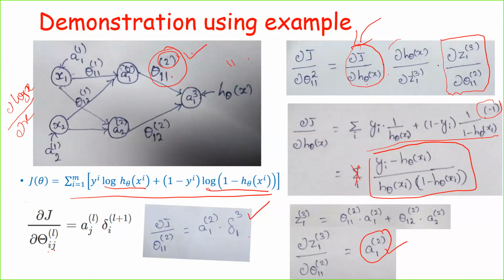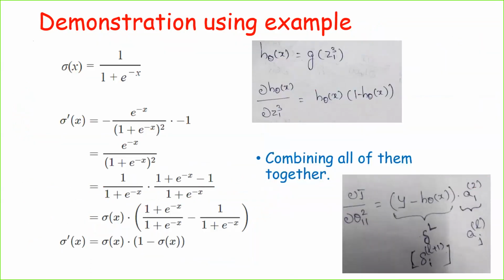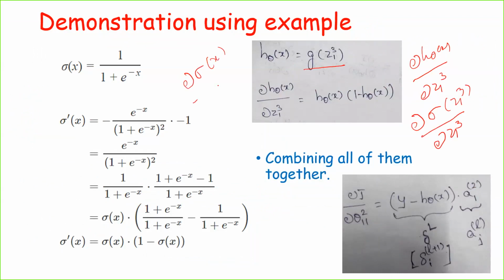What are we left with? We are left with the derivative of h theta of x with respect to z13. So what is h theta of x? H theta of x is sigmoid of z13. So when you're taking the derivative of h theta of x with respect to z13, it means you're taking the derivative of sigmoid of z13 with respect to z13. Isn't it like taking the derivative of sigmoid of x with respect to x? Isn't it like that?